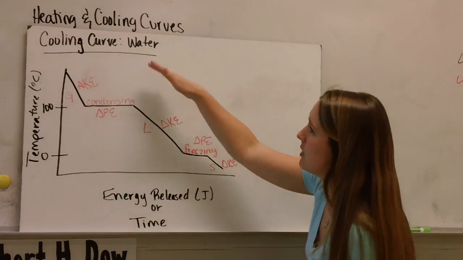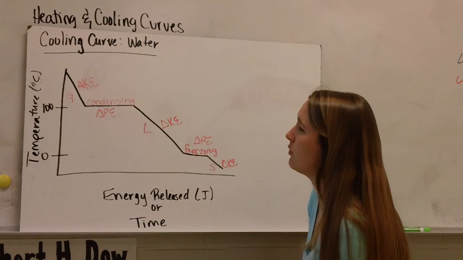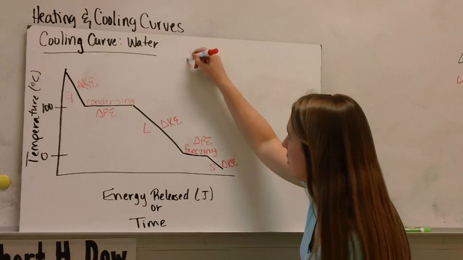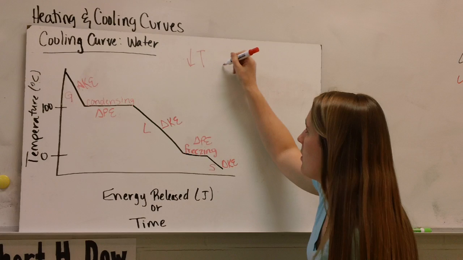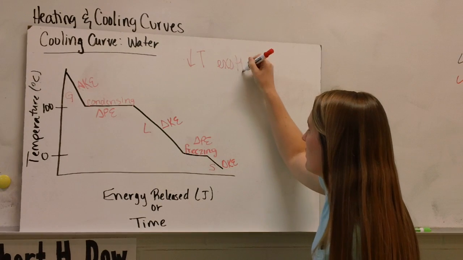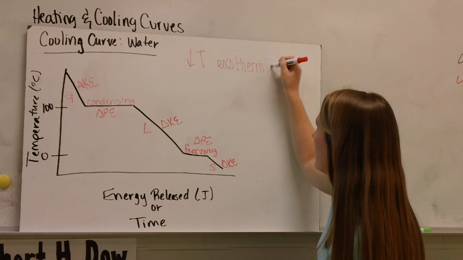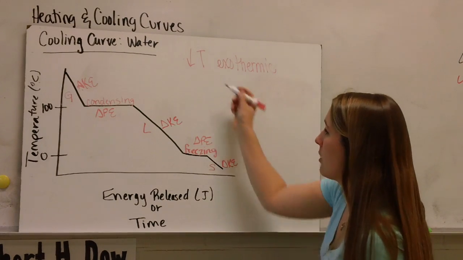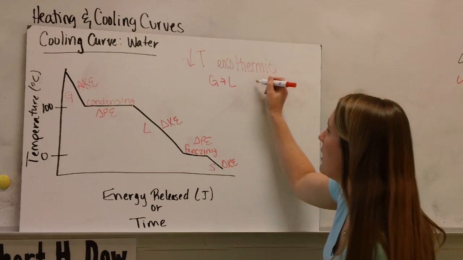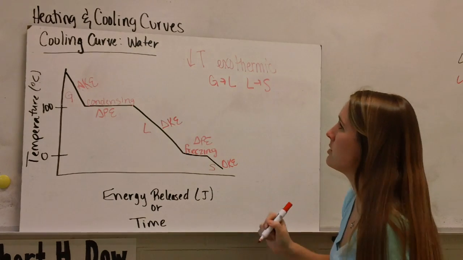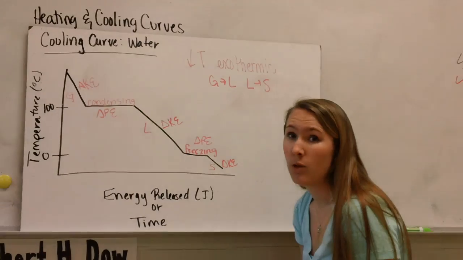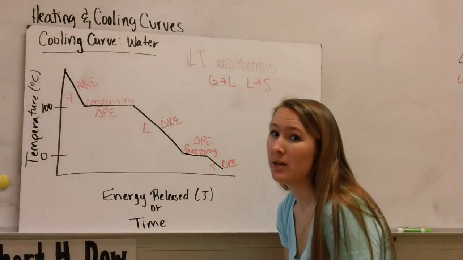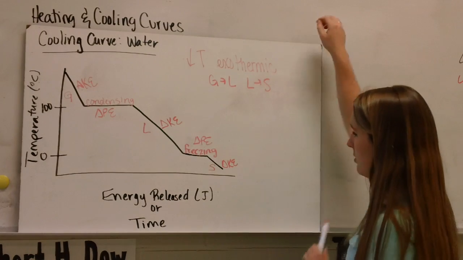Now the difference between the cooling curve and the heating curve from before: in the cooling curve, we are decreasing in temperature. As we decrease in temperature, we are having exothermic reactions. So exothermic phase changes, going from gas to liquid, liquid to solid, and so forth. Your heating curve was endothermic. So you want to label both: heating curve endothermic and then our cooling curve exothermic.